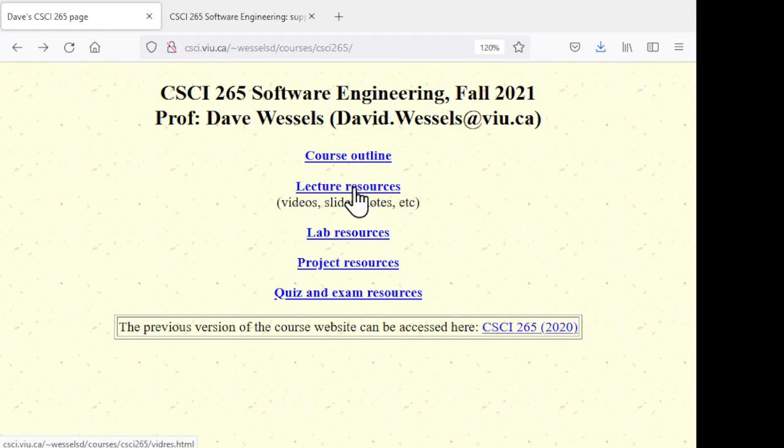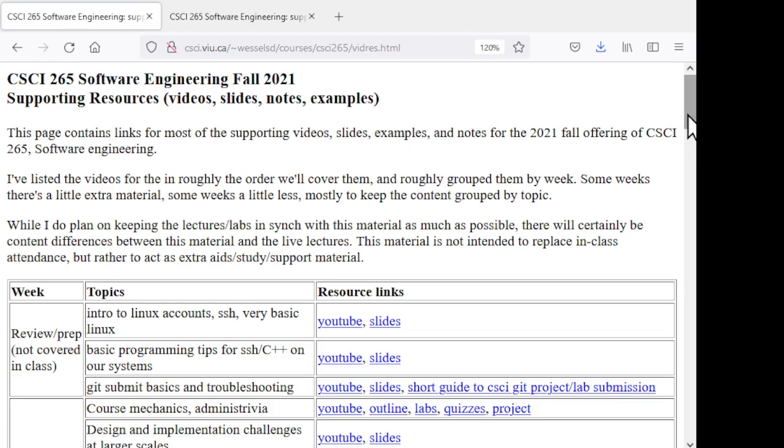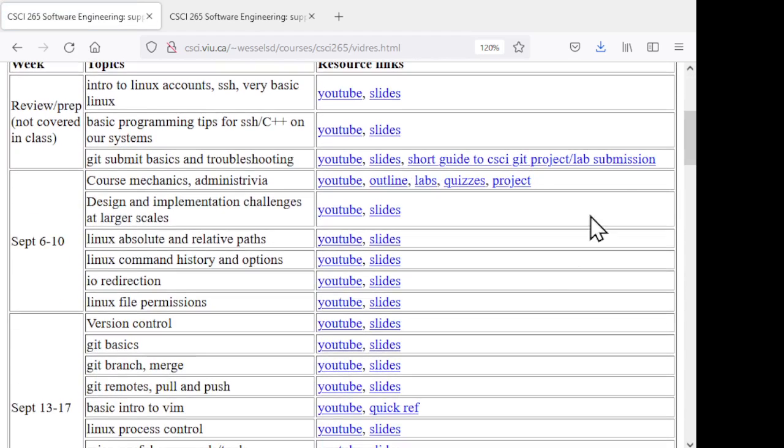If you hit the lecture resources, the other things we'll be doing in that very first lecture are going through the first couple of sessions listed for September 6th to 10th. We will talk about design and implementation challenges for larger projects. We might get a little into the Linux side of things, but most of that we'll tackle in the Friday session. So if you miss the Wednesday, or the Wednesday and the Friday, you've got a chance to at least catch up on the ideas, if not the exact content.